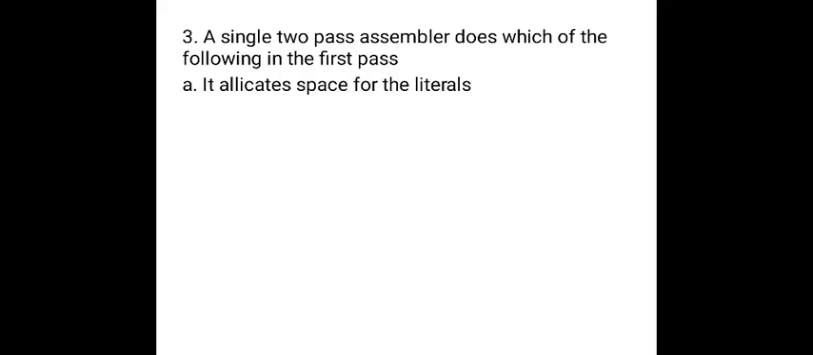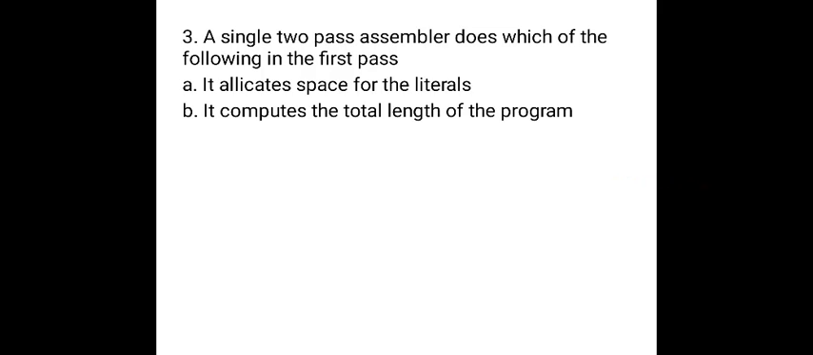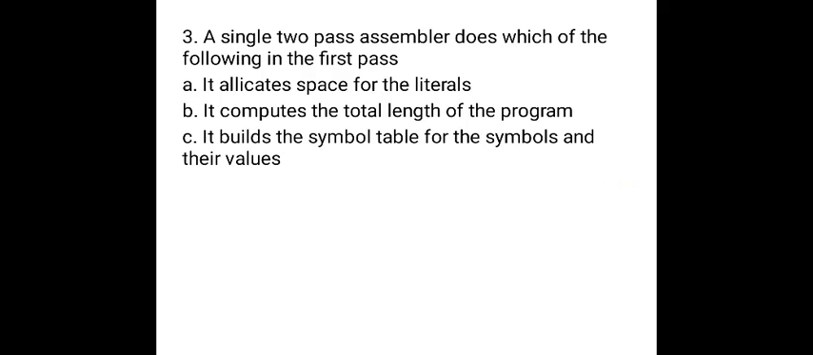MCQ number 3: a single 2-pass assembler does which of the following in the first pass? That is, it is asking what pass 1 is going to do. See the options properly. Option 1, it allocates space for the literals. Option 2, it computes the total length of the program. Option 3, it builds the symbol table for the symbols and their values. Option 4, all of the above. I think you know the answer, and the answer is D. All the things stated in A, B and C will be done during pass 1 of your assembler.